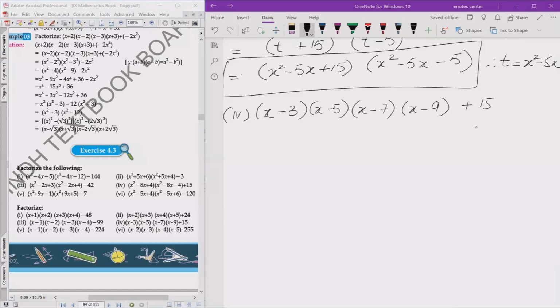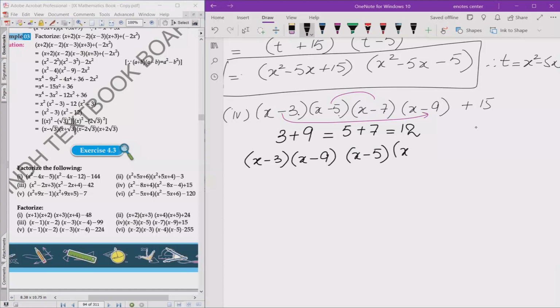So first we will check how we can arrange it. This is 3 and this is 5, this 7 and 9. So I think 3 plus 9 is equal to 5 plus 7, which equals 12, right? So we have to arrange it this way: 5 and 7, and this and this. So here x minus 3 and x minus 9, x minus 5 and x minus 7, plus 15.